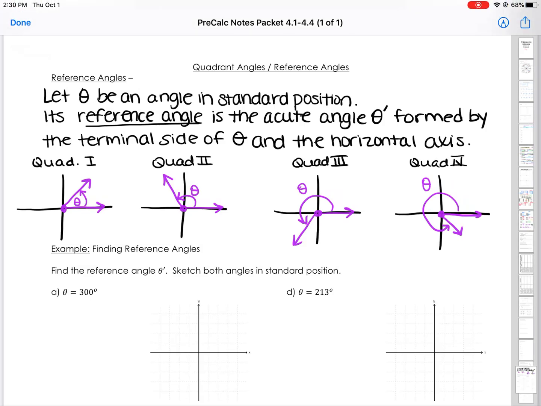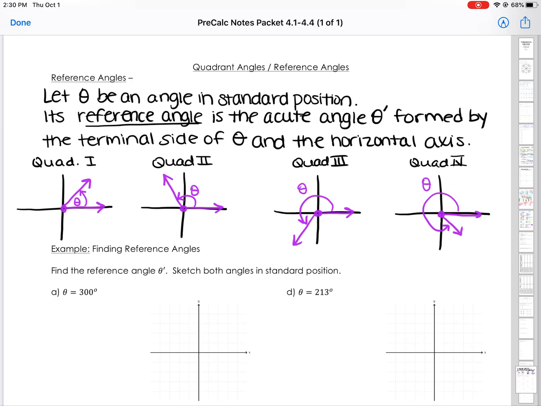All right, so the next topic we're going to talk about is quadrant angles and reference angles. The first thing we're going to really talk about here is reference angles. A reference angle is going to be used to help us when we're talking about angles that are larger than the first quadrant, that are not acute angles.